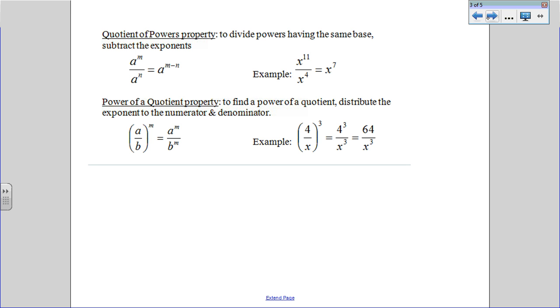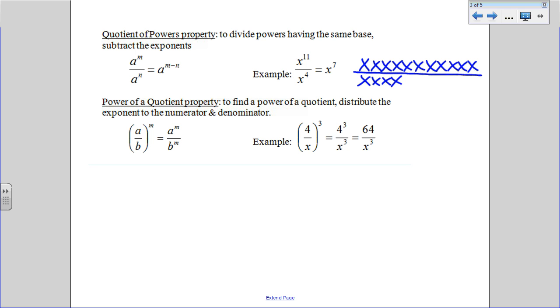So if we have two of the same base being raised to powers, then what we're going to do is subtract those exponents. So for example, we have x to the 11th divided by x to the 4th. When we subtract those, 11 minus 4 is 7. And the reason that we do that is we have these 11 x's here. 1, 2, 3, 4, 5, 6, 7, 8, 9, 10, 11. Being divided by these 4 x's.